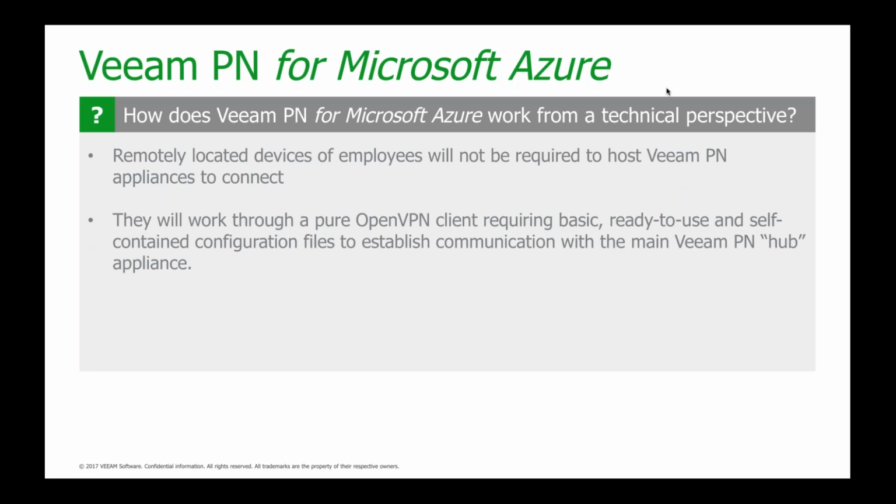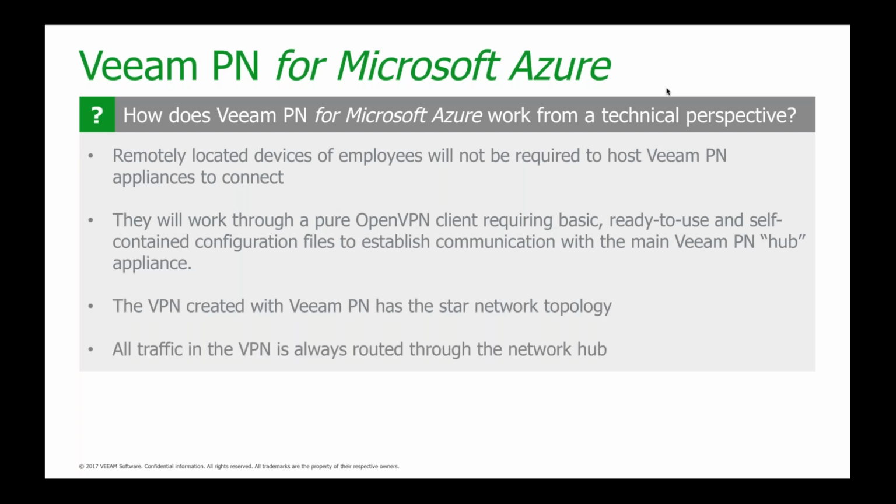In terms of those remote users, so standalone users, they obviously don't need to deploy a site gateway or an appliance. They work through an OpenVPN, and it's a good time now to say that this technology is actually built on top of the very mature, very trusted open source VPN platform, okay? So effectively what that means is that you've got a ready-to-use, self-contained configuration file, which gets generated, and I'll show this a bit later in the demo, and that file is used to establish communication with the main hub appliance.